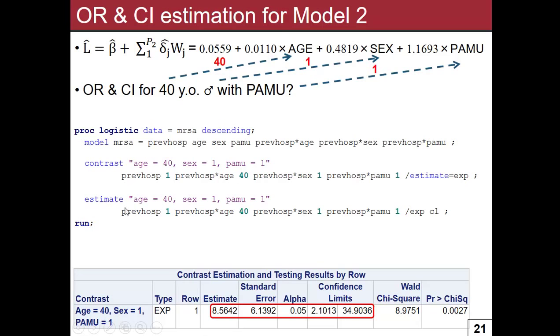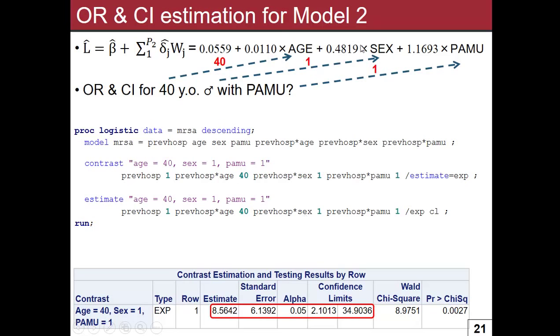This is basically saying, take the beta estimate that you have for prevhosp, 0.0559, the beta it had for exposure, and multiply it by 1. That's just the beta. And then you're saying, for the delta 1 term, which SAS just calls beta, for prevhosp times age, take that coefficient and multiply it by 40. That's over here. And similarly for sex and for PAMU, those effect modifier terms. Okay, so this is what you're saying.